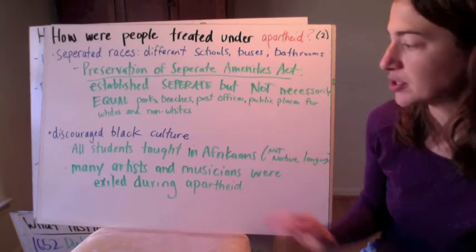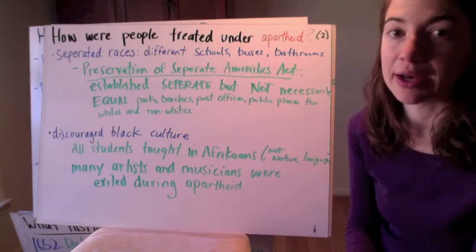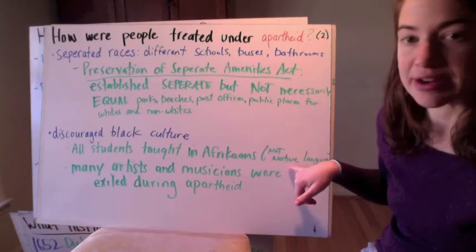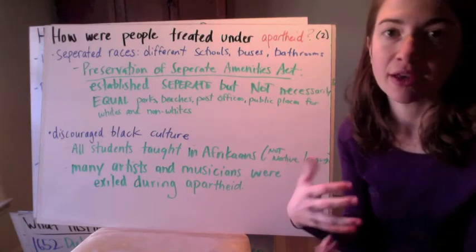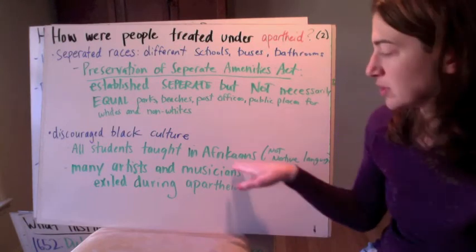And the final thing that apartheid did was to discourage black culture. So all students at one point were now taught in Afrikaans, which is the language of the whites and some of the coloreds. And this was not in their native language. So they were trying to make children basically forget their own language and learn in only the language of the government.